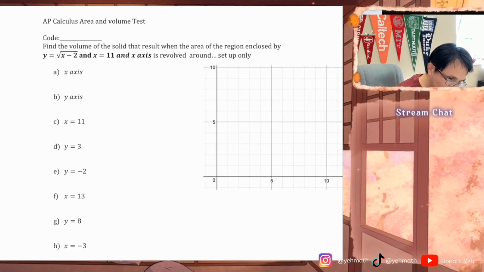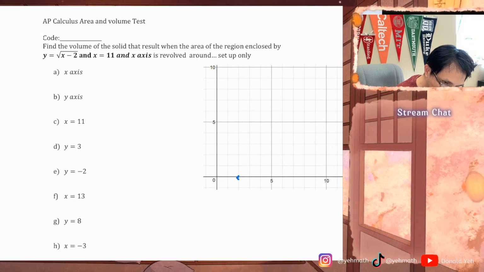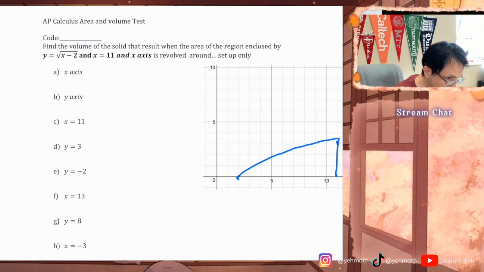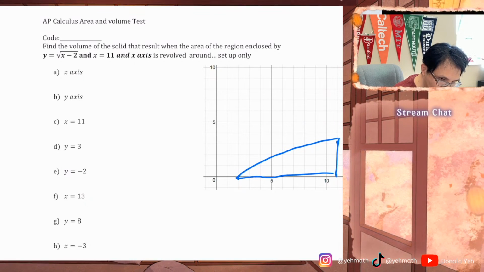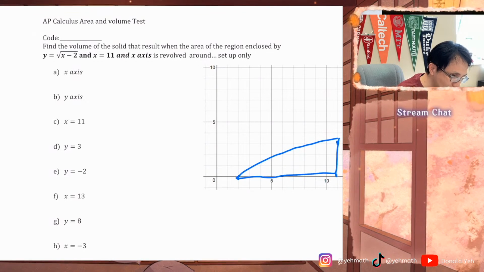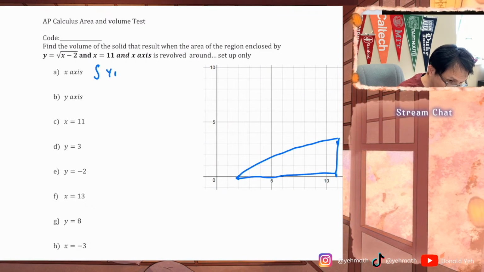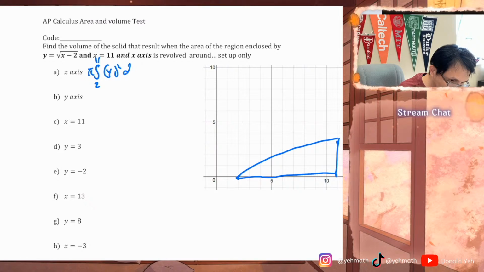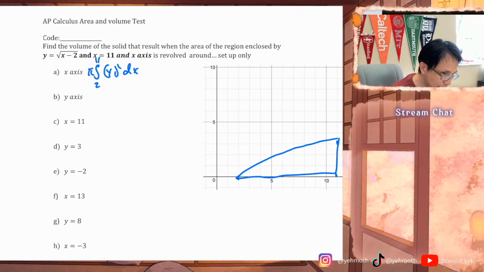Okay, so this one's x minus 2, so it's gonna go all the way to 11, so it's gonna be 3, and it's gonna be like this, right? And it's rotate around the x-axis. This is a boundary. I'm just gonna say this is y1. So it'll be the integral of pi y1 squared dx between 2 and 11. What's y1? Square root of x minus 2? Yeah. Okay, so that's a disk, right?